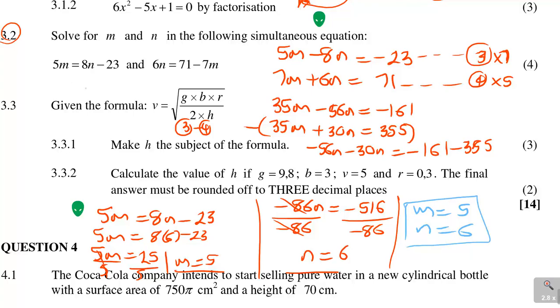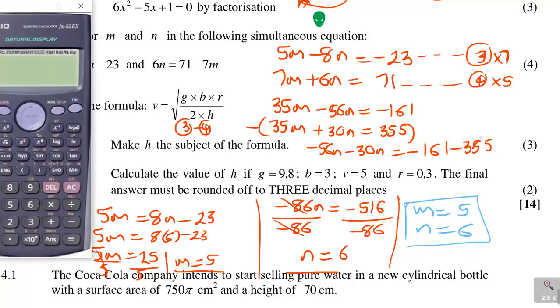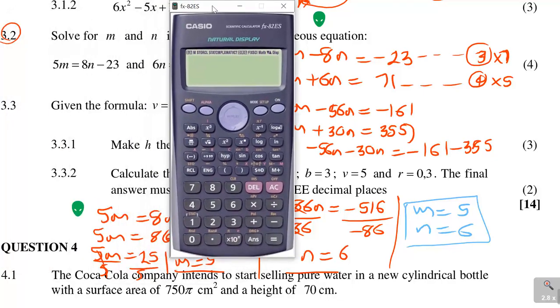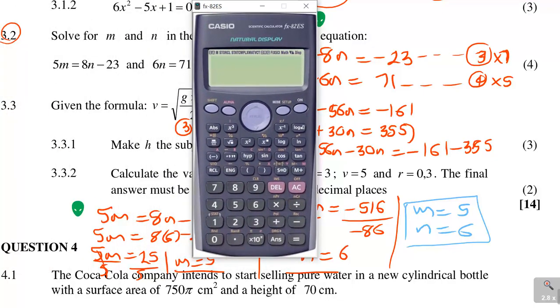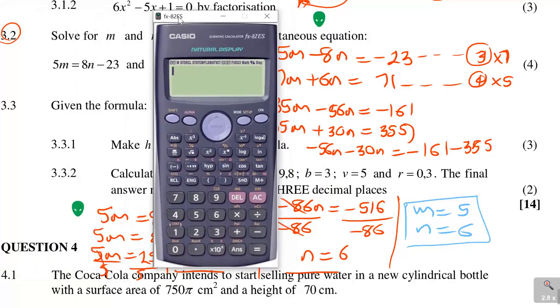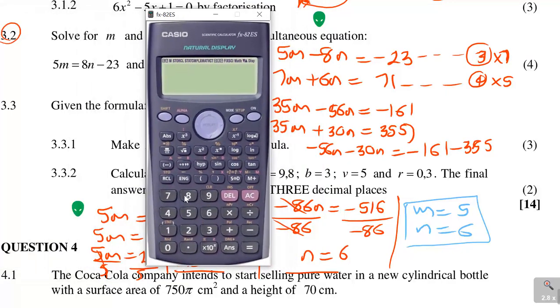Where there is m, I put that value. Where there is n, I put that value. So let's start with the first one. Now 5m, m is 5, so 5 times 5 is 25 on my left hand side. What about on the other one? 8 times n, which is 6, minus 23, I must get 25, which is fine.